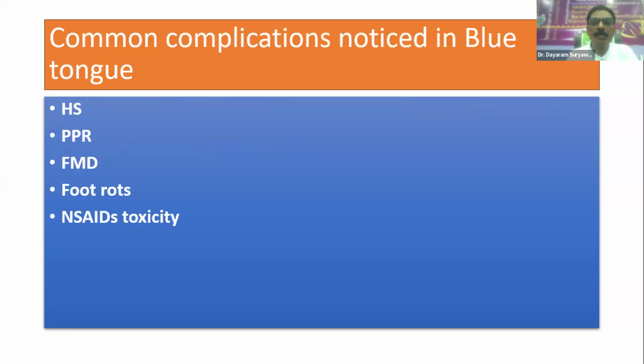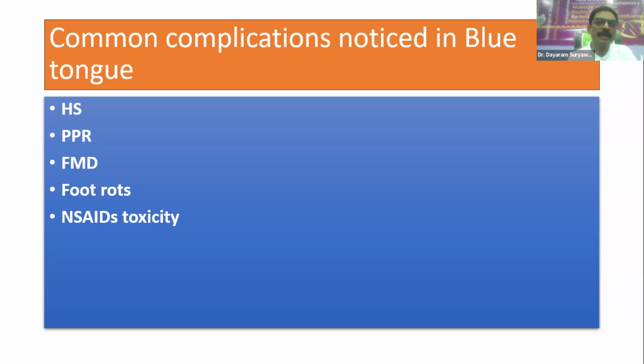Common complications of the Bluetongue virus infection in sheep and goat. Generally, hemorrhagic septicemia occurs because, as we learned during pathogenesis, the lungs get affected, lung edema is there, and immunosuppression is there. Because of immunosuppression, some opportunistic bacteria can grow in the respiratory tract of the sheep and goat. So HS is one of the secondary bacterial complications that can be observed in Bluetongue.